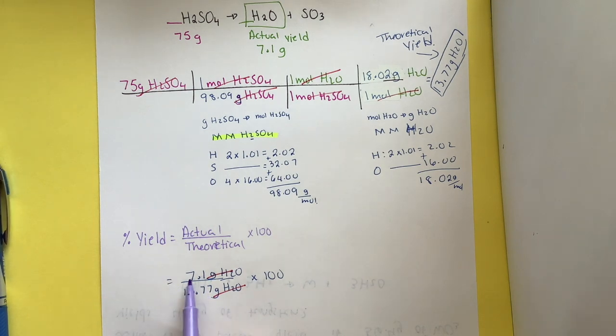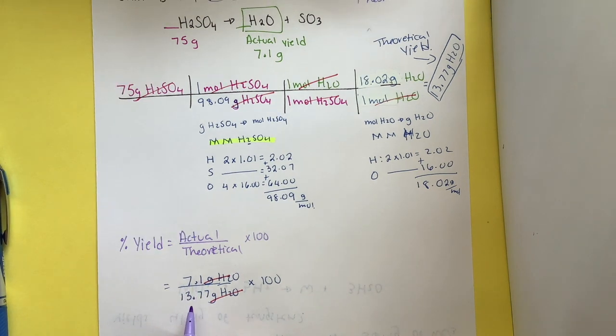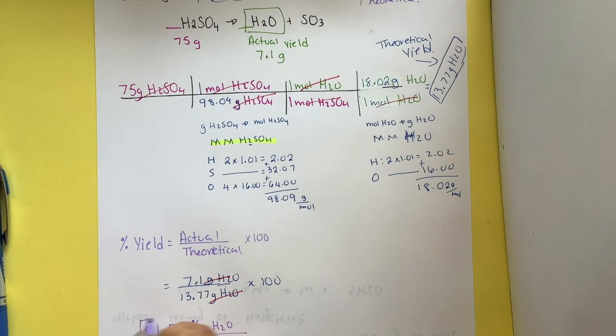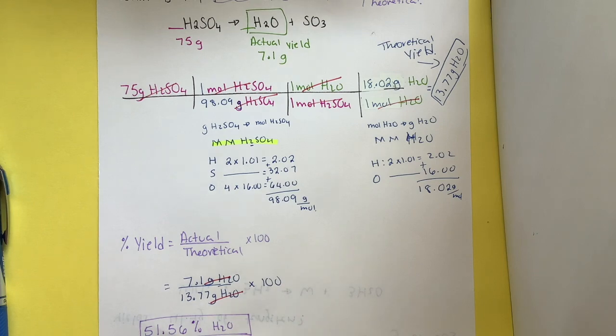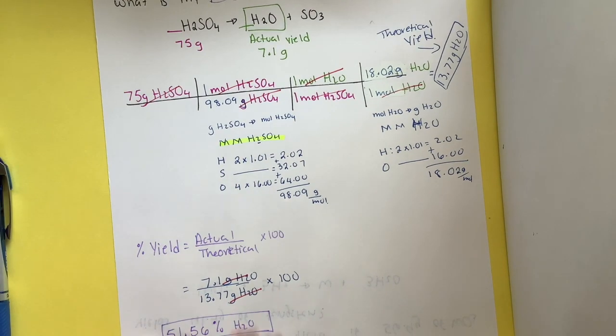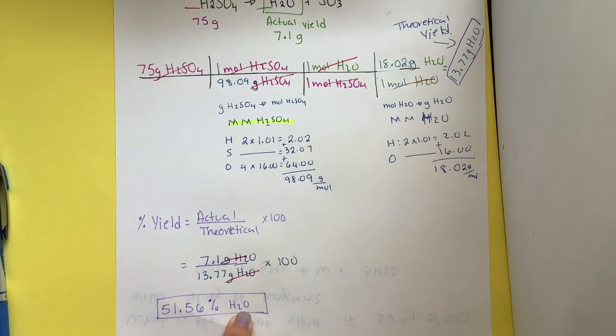Okay, so now I'm going to get 7.1 divided by 13.77 times 100, and that gives me 51.56% yield for water. Okay, and that's my final answer. That is my percent yield. So that means that I only made 52% of what I should have made. I only made 52% of water.